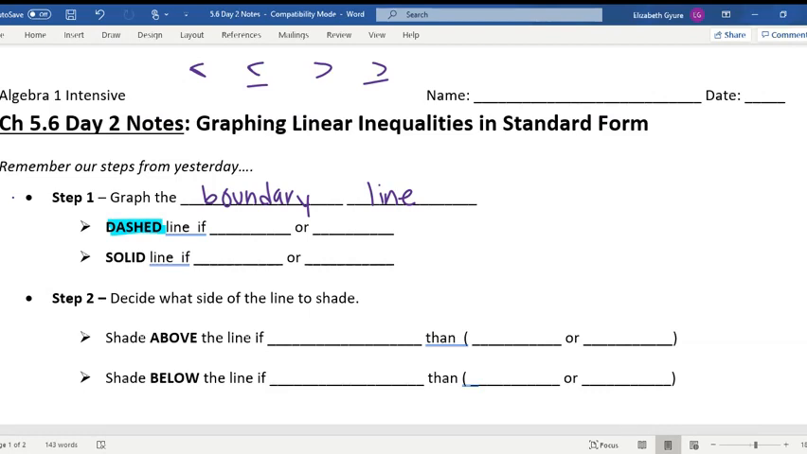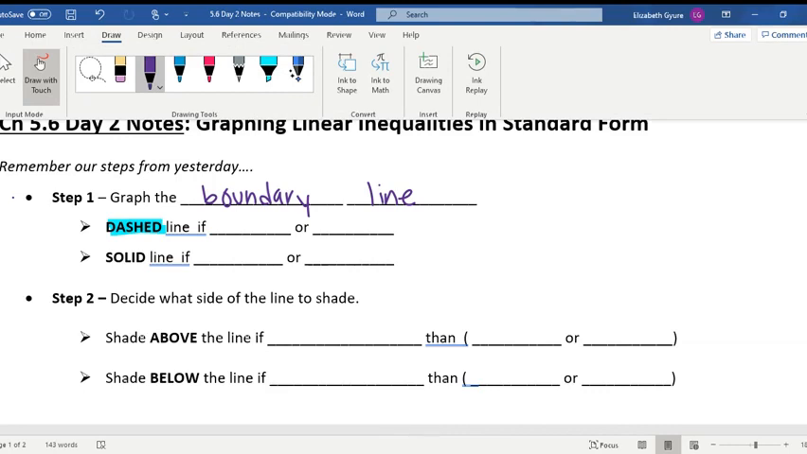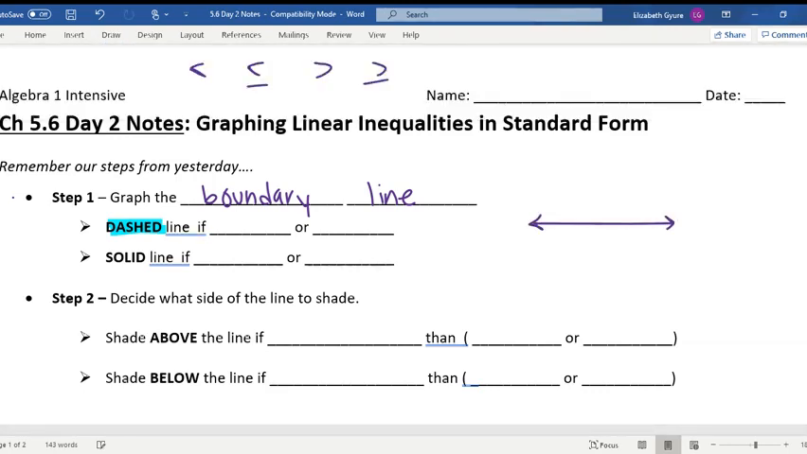So the dashed line is kind of like an open circle when we were doing our shading. Like when we had something like this and we would have an open circle, right? And we would shade to the left or the right. When did we use an open circle? Did we use an open circle when it was equal to or not equal to? Do you guys remember? Yeah, when it was not equal to.